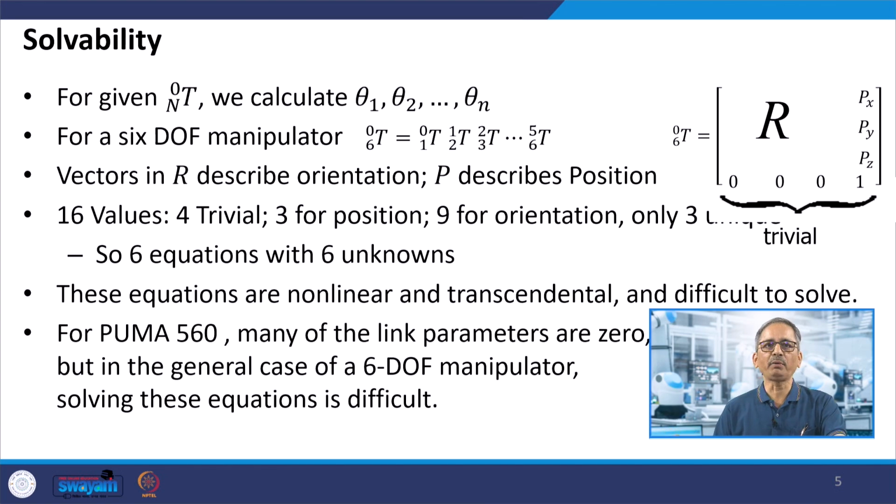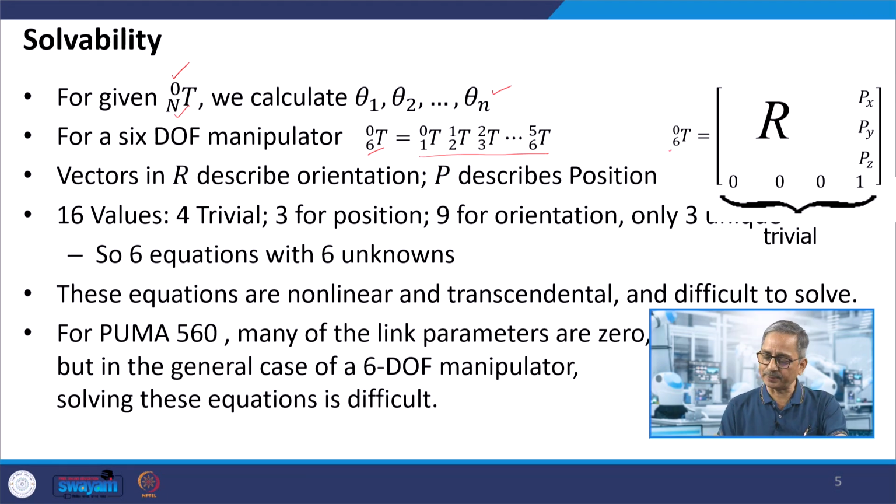In solvability, we are given the description of the nth frame with respect to the 0th frame, and we calculate the various joint angles. If I am talking about a 6 degree of freedom manipulator, then I have the description of frame 6 with respect to the 0th frame, which we get by multiplying the transformations: 6 to 5, 5 to 4, 4 to 3, 3 to 2, 2 to 1 and 1 to 0.